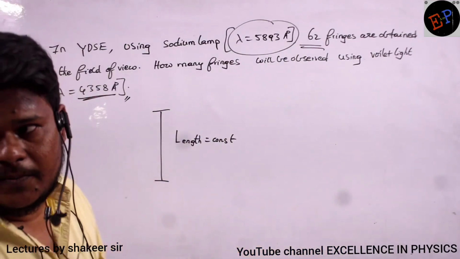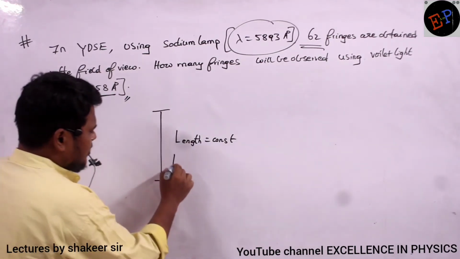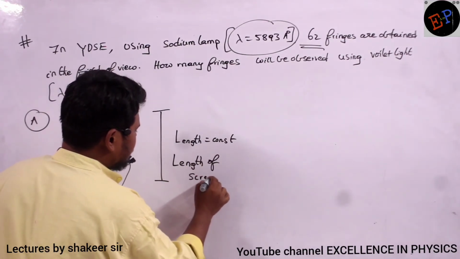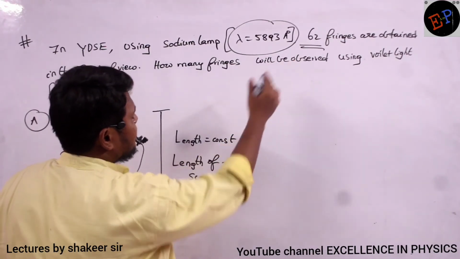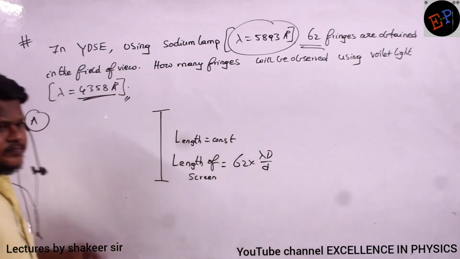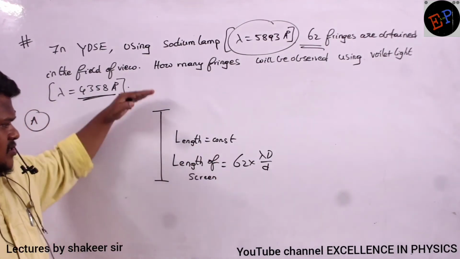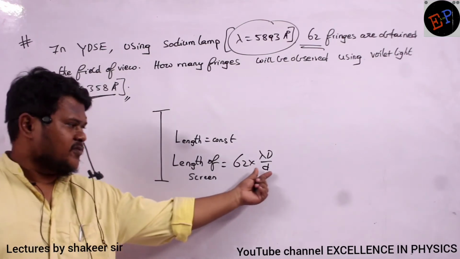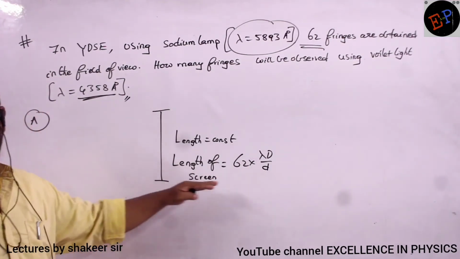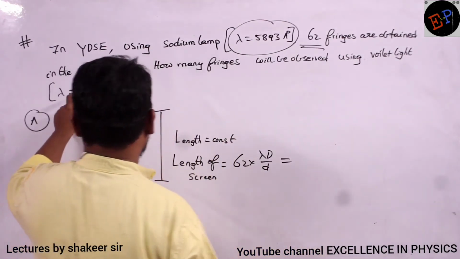How can I solve it? Length is a constant, so can I write the total length of the screen is equal to 62 into lambda D by d? The 62 fringes will fill the total screen. So this is each fringe, and 62 fringes will be equal to the length of the screen. Clear now?